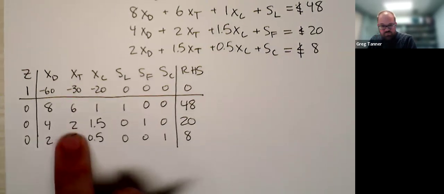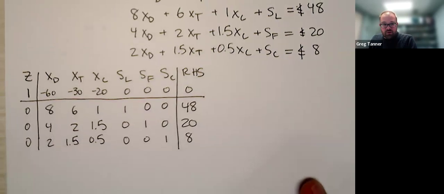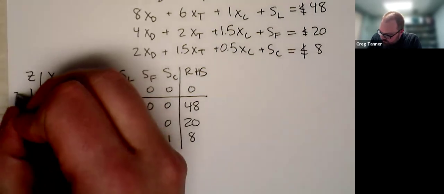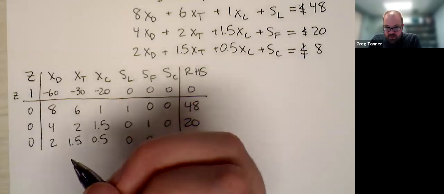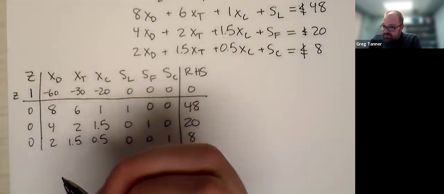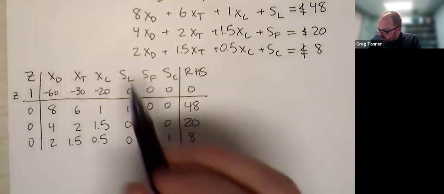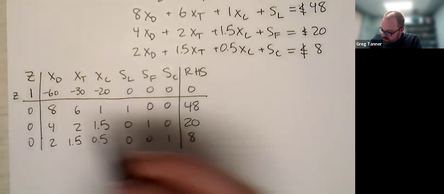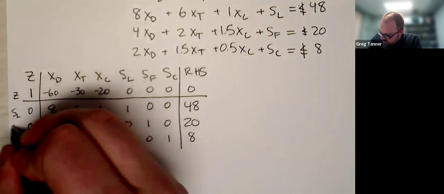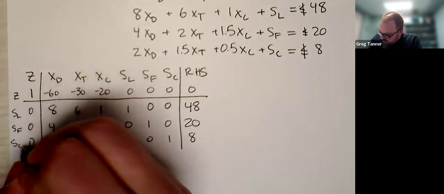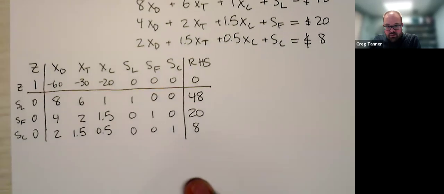Okay. Let's go ahead and label our rows. So the top row is your objective row. That always has Z as its basic variable. The rest of our basis will be SL, SF, and SC. And so SL, SF, SC are going to show up there.